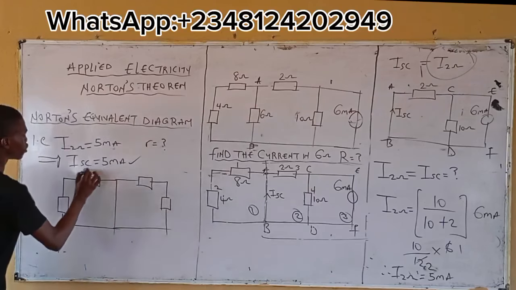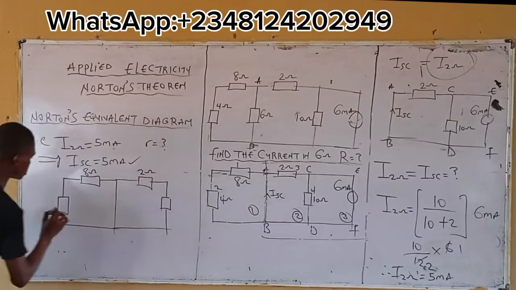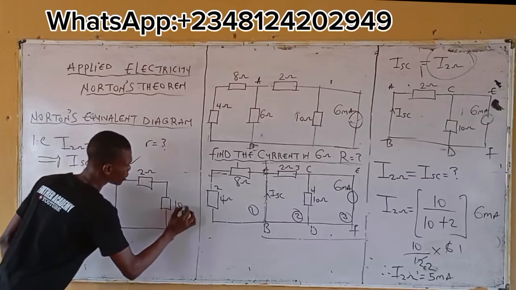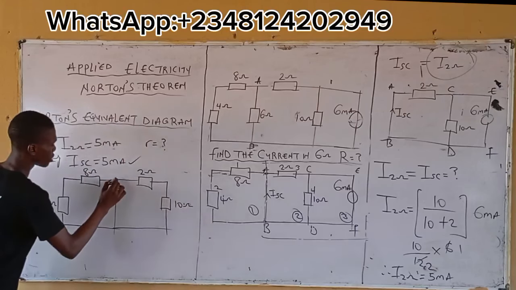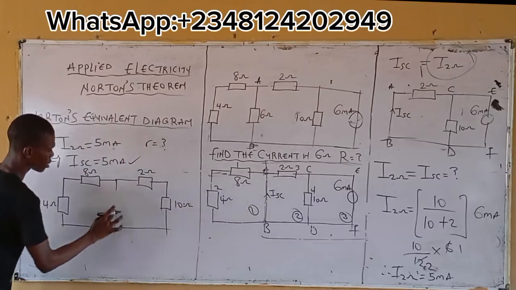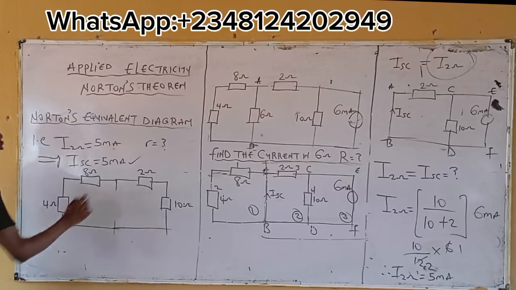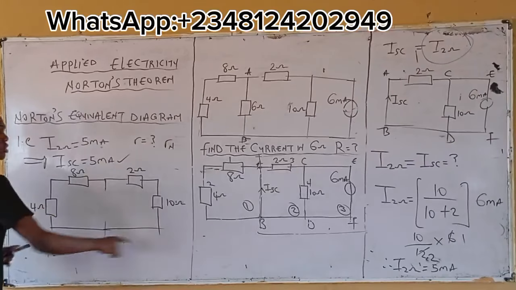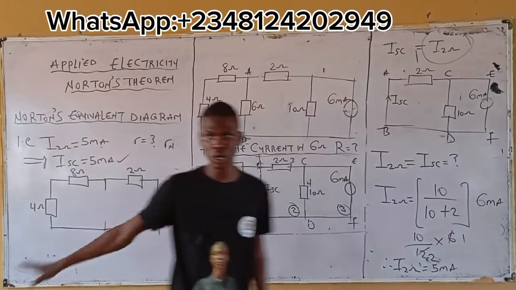This is 8 ohms. This is 2 ohms. This is 4 ohms. And this is 10 ohms. Right? Yes. Equivalent resistance is 6. Now from here, looking at this circuit diagram, the task is you want to get this R, meaning the equivalent resistance of this circuit. That's what it means. Now, how do you solve this?